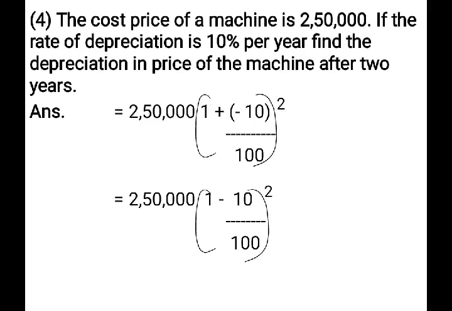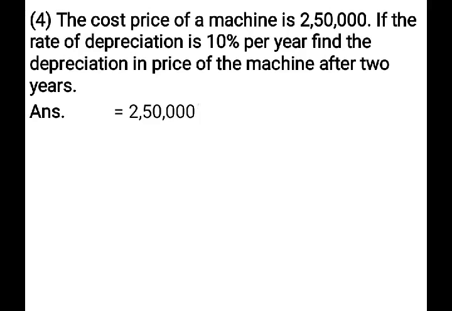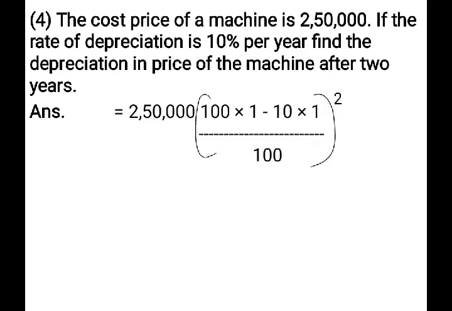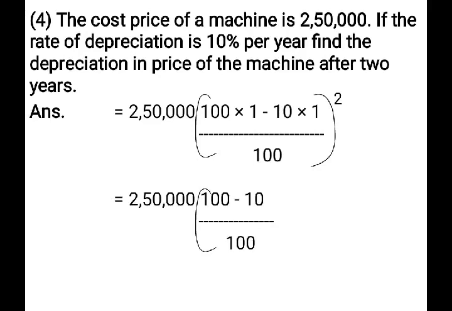Next step, you write cross multiplication form in the bracket. If you don't have any denominator here, take it 1 and then write cross multiplication form. That is equal to 2,50,000 in bracket 100 into 1 minus 10 into 1 upon 100 raised to 2. After writing cross multiplication form, next step you have to multiply the numerator in bracket. That is equal to 2,50,000, 100 ones are 100 minus 10 ones are 10 upon 100 raised to 2.